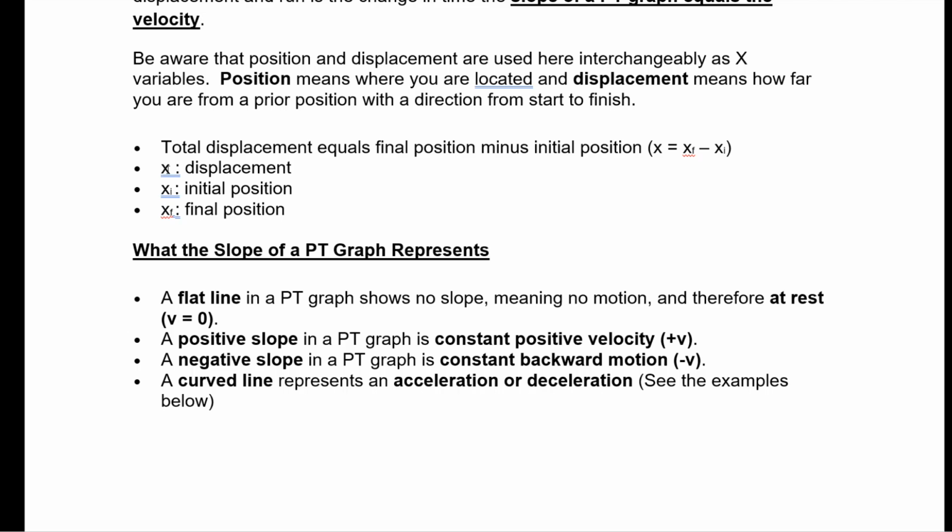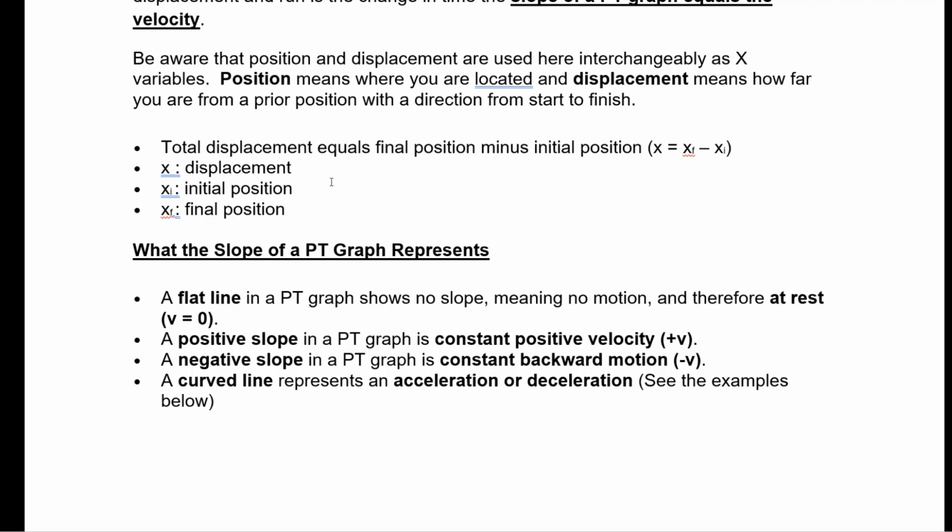Actually, it should be an uppercase x. But, all right, so what does the slope of a PT graph represent? If we get a flat line in our PT graph, it shows no slope, meaning no motion. The object is at rest. The velocity is 0. It's just the same position every time we put a little dot on the graph.